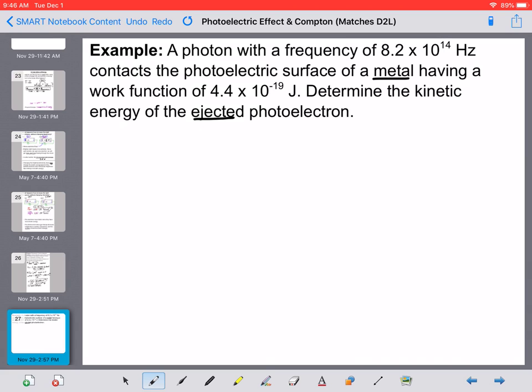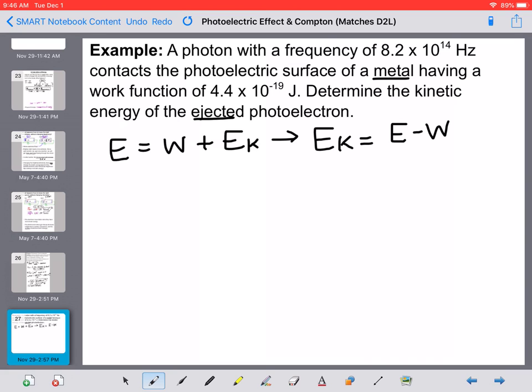energy of those electrons. So if we have the same formula as a minute ago, E for the photon equals W for the metal plus EK for the electron, we can rearrange for kinetic energy, just like before. So kinetic energy is E minus W. Now, we know the work function of the metal. It's this number, 4.4 times 10 to the negative 19 joules. But we don't know the energy of the photons. But that's okay because we can calculate it.